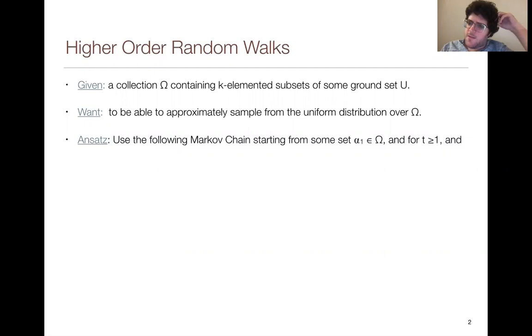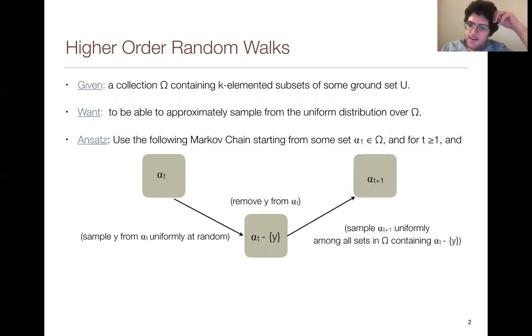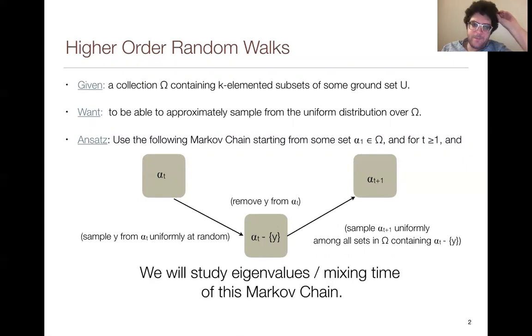And I'm going to be starting from some set alpha 1 in omega. And for every t greater than 1, I'm going to be getting the set alpha t plus 1 from the set alpha t in the following way, where I first sample an element y from alpha t uniformly at random. I then remove y from alpha t. And then in the next step, I sample alpha t plus 1 uniformly among all the sets in omega containing alpha t without y. And one thing you can notice is that the uniform distribution is the stationary distribution for this. That is, if alpha t is uniformly distributed, alpha t plus 1 is also going to be uniformly distributed.